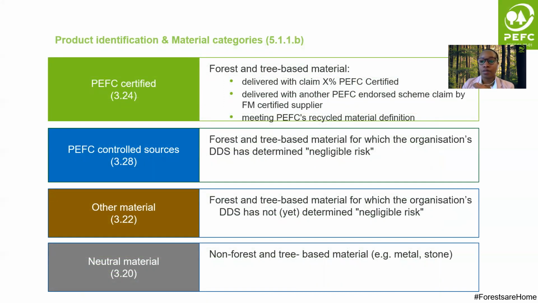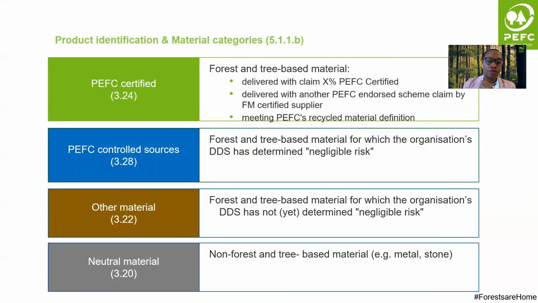Now let's look at the different material categories, which are also on the supply identification documents that I showed you in the previous slides. You can have, for example, four material categories. Let's look at the first one. You can have material with PEFC certified claims, which falls into the PEFC certified material category. What does this mean? This means that the forest and tree-based material, for example, has been delivered with X percent PEFC certified, or has also been delivered with another PEFC endorsed scheme, which is claimed by the forest management certified supplier. Or you can also have PEFC certified material which meets the PEFC definition of recycled material.